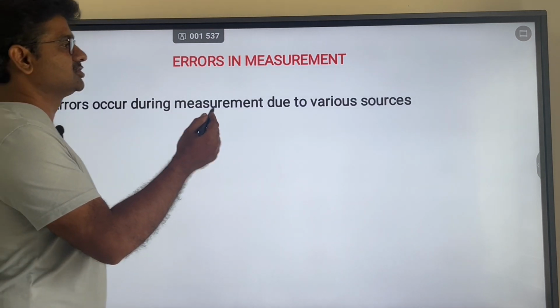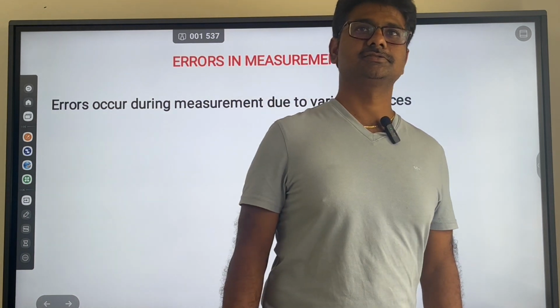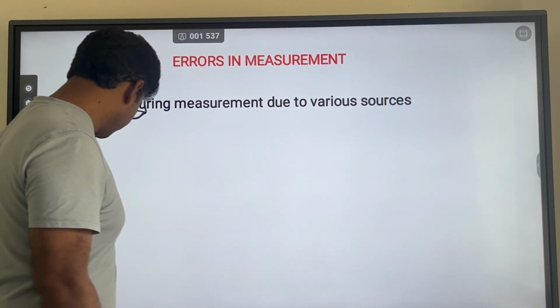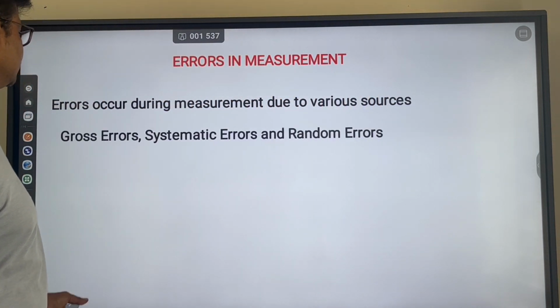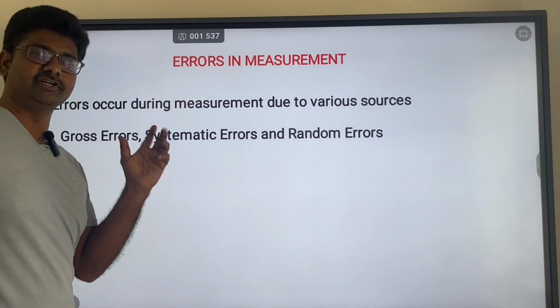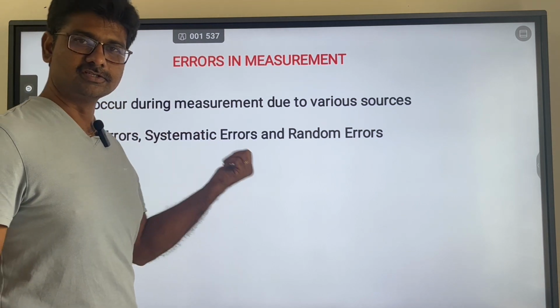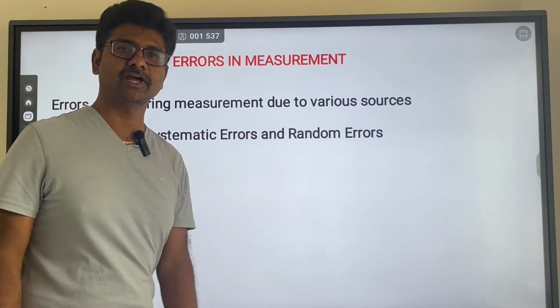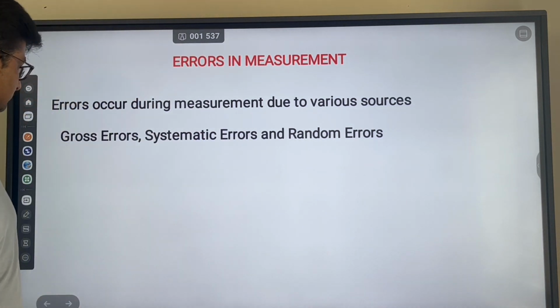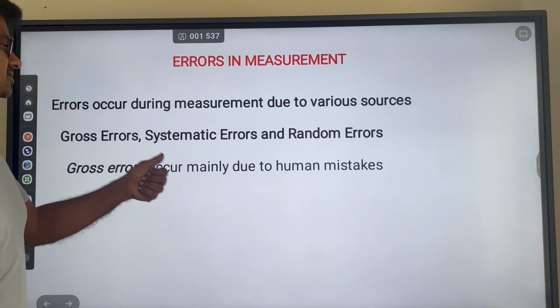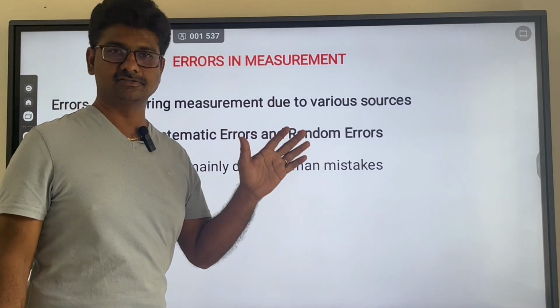Errors occur during measurement due to various sources. So what are the various sources? Let us see what the different errors are. Errors are classified into three categories. What are they? Gross errors, systematic errors, and random errors.